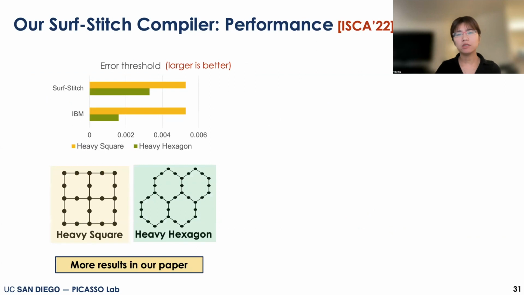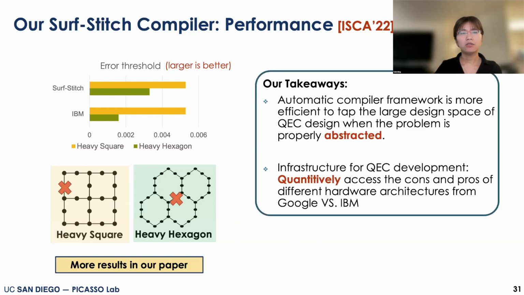So the good news is, we do succeed and our result is pretty amazing. First, if you look at this heavy hexagon structure, these two yellow bars, you'll find that we work the same as the domain experts. We compare to the manually designed code from IBM's domain experts for these two architectures. In our paper, we have other results. And for the blue one, the heavy hexagon, we are twice as good.